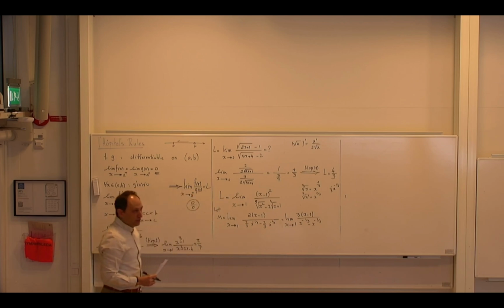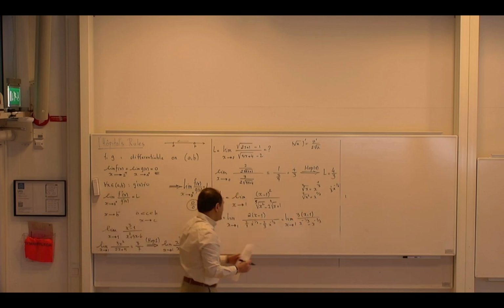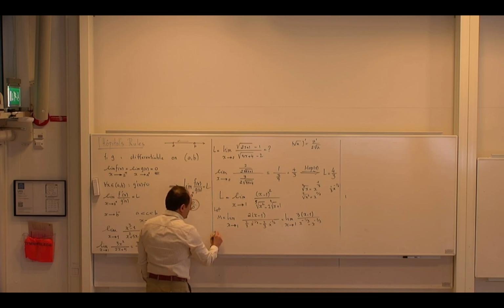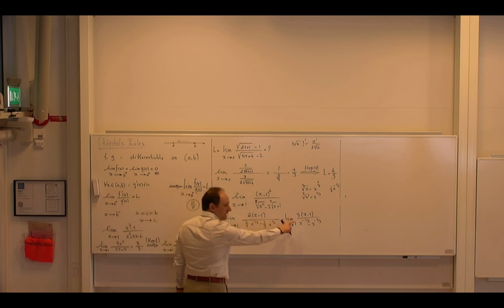But I hope you see that I am still in trouble, because now if I replace x with 1, I have again 0 over 0. So this means that again I would say, hence, let. This is what I mentioned: sometimes you have to do L'Hopital's rule more than once. But hopefully you can see that this is the last time.